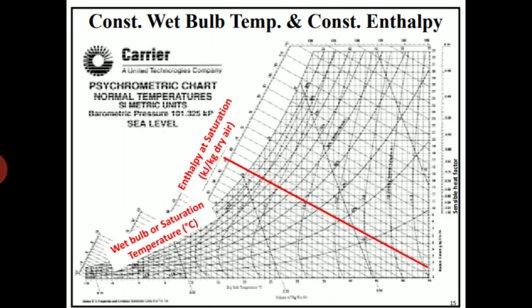Then wet bulb temperature: the fully inclined lines are called wet bulb temperature lines. One line I indicated with red color. All the lines which are fully inclined, parallel to that red color line, are called wet bulb temperature lines. Corresponding to those wet bulb temperature lines, you have to see enthalpy values. You can see there, enthalpy at saturation, kilojoules per kg of dry air. So remember, the enthalpy values can always be obtained parallel to the wet bulb temperature line.